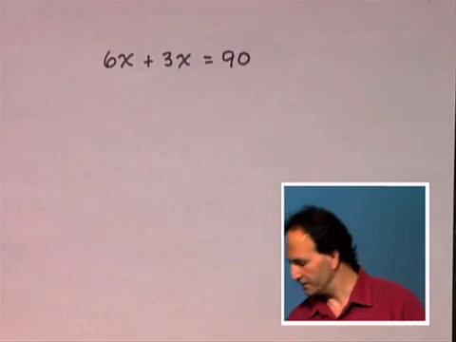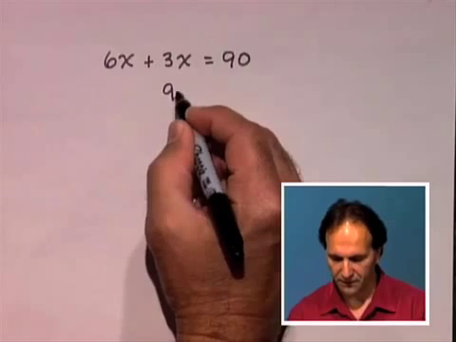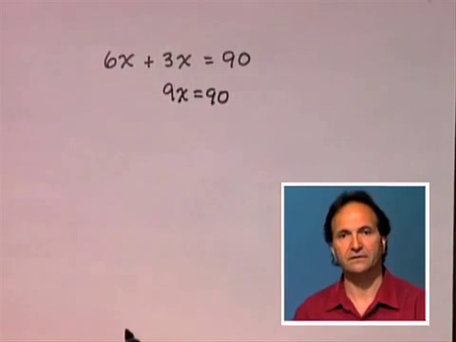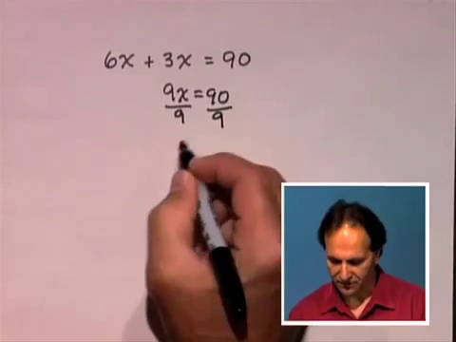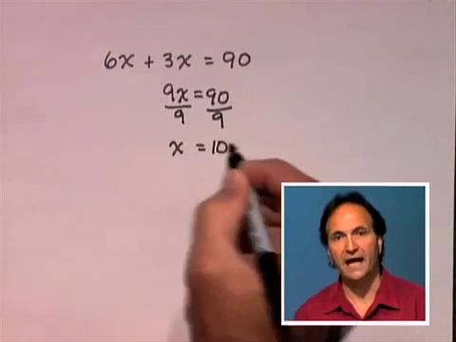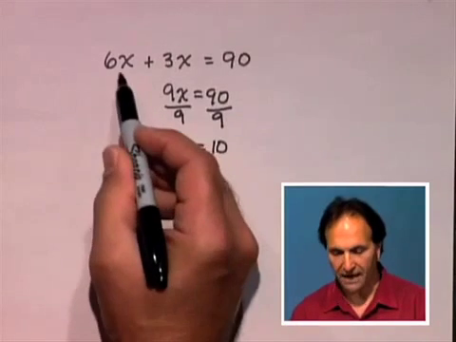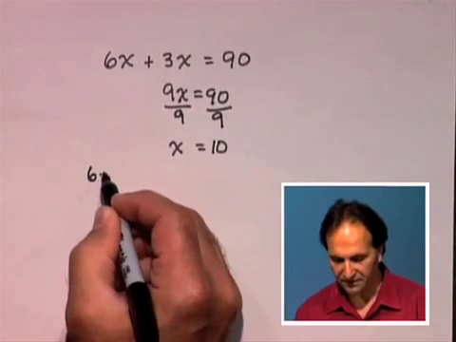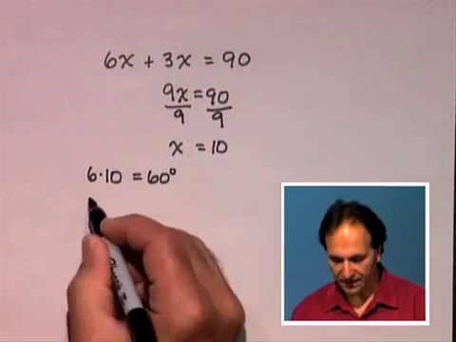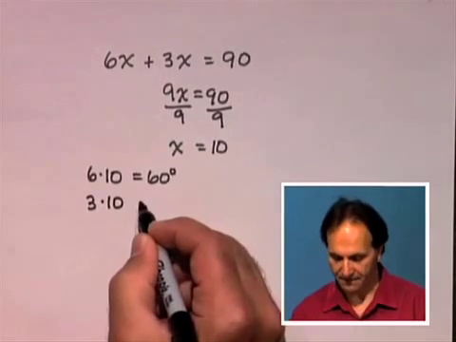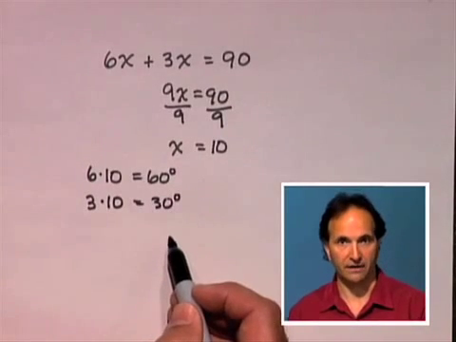Let's do that here. So we have 6x plus 3x, which is equal to 9x, equals 90 degrees. And now we divide both sides by 9. And that gives us the result that x is equal to 10. Now that's x, but we need to find the actual angles. So the first angle, 6x, would be 6 times 10, which would give us 60 degrees. The second angle is 3x, so 3 times 10, and that would be 30 degrees. So our two angles are 60 degrees and 30 degrees.